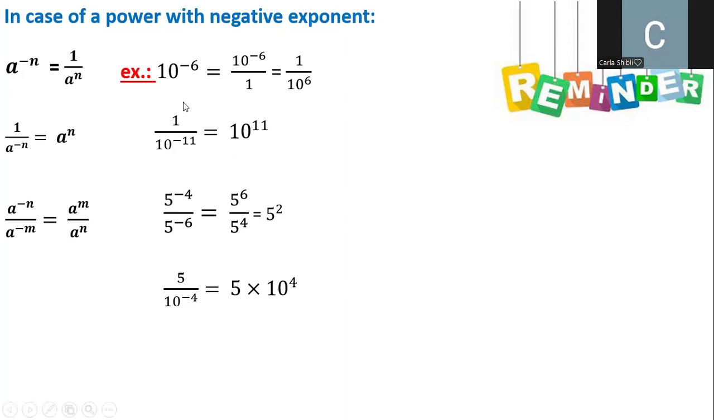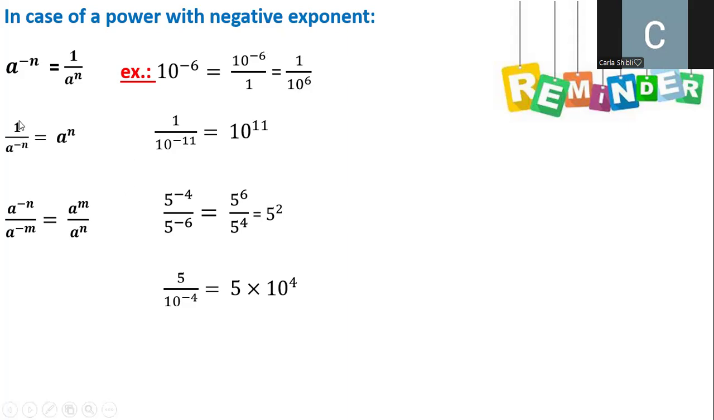As an example, 10 to the power negative 6 equals, I change it to a fraction, 10 to the power negative 6 over 1. Now, the negative exponent, I write it in the denominator to become positive, so it is 1 over 10 to the power 6. Why did I write 1 here? Not because in the denominator I have 1, no, but since it's written nothing over 10 to the power 6, nothing in math, I write a fraction with a numerator 1.